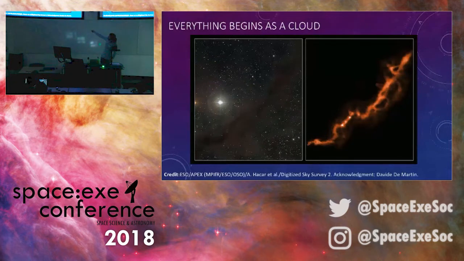And this is what it looks like in visible light. So this is what you see with your naked eye. If you look through a telescope, you'd see a great big brown smudge across the sky, which is, it's a brown smudge. It's not very useful. This is the same cloud, but this is looking in millimeter wavelengths, so much longer than our eye can detect.